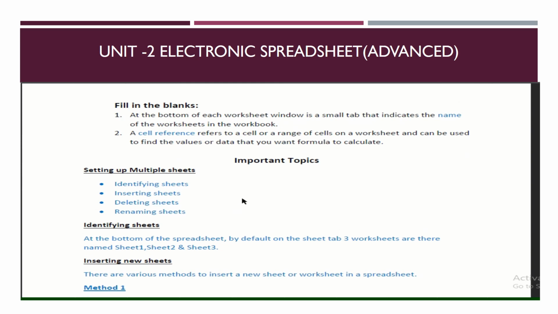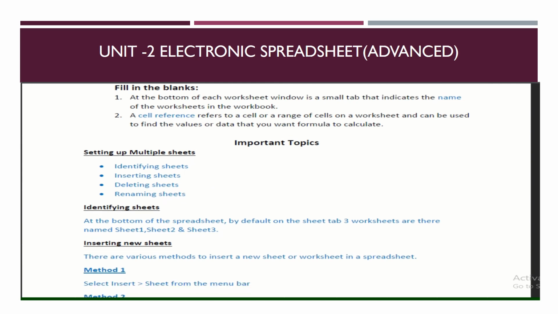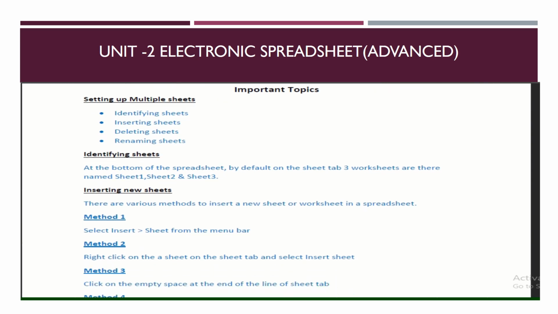Then next is fill in the blanks from this session 2. Only 2 fill-ups are there and the answers are given in blue color. Right? So for the first fill-up the answer is name, and for the second fill-up the answer is cell reference. Then next, for this session 2, some important topics are also covered here. Okay, so you can prepare these important topics also along with the assessments.